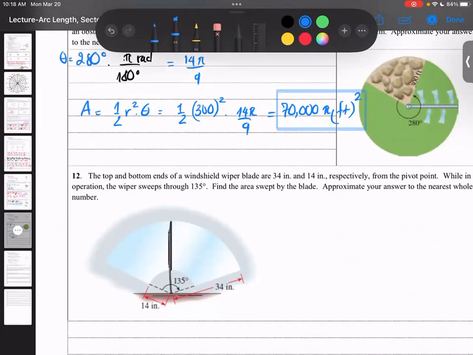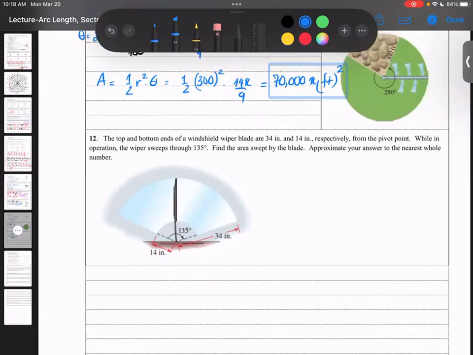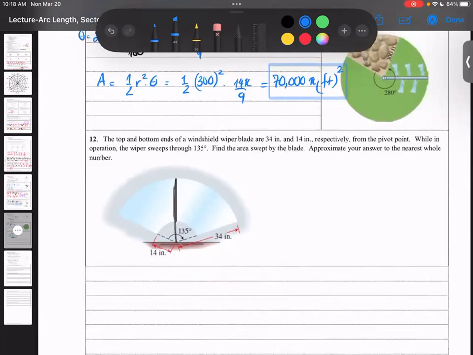Number 12. The top and the bottom end of a windshield wiper blade are 34 inches and 14 inches. That one is 34, and this one is 14. During operation, the wiper sweeps through 335 degrees. Find the area swept by the blade. So they want what? Which one? They want this area right here. Let me use blue. They want that area.